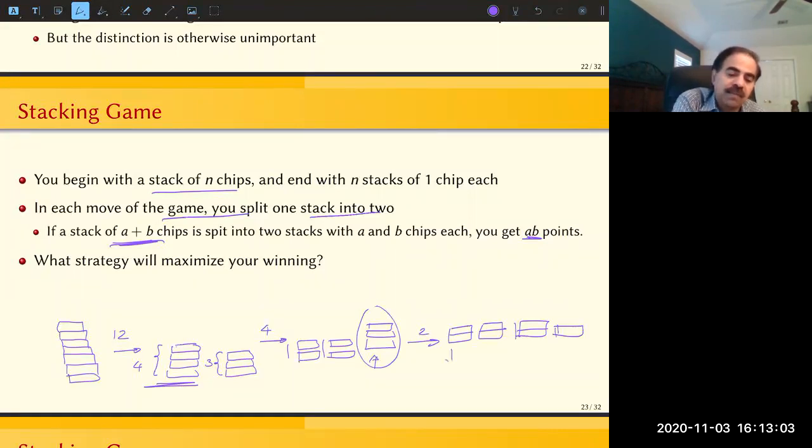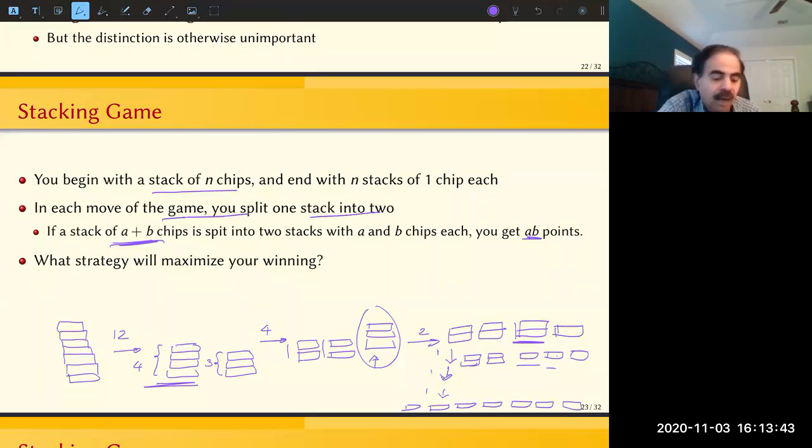And then you can see that, well, from here on, I'm going to have, right. So I took this 2 chip stack and made it into 2 separate ones. So I'm going to get 1 point for it, 1 times 1, and so on, right? So I have 2 more moves, right? And then after 2 more moves, all I have are 7 separate chips, right? So obviously I have no more moves to make.